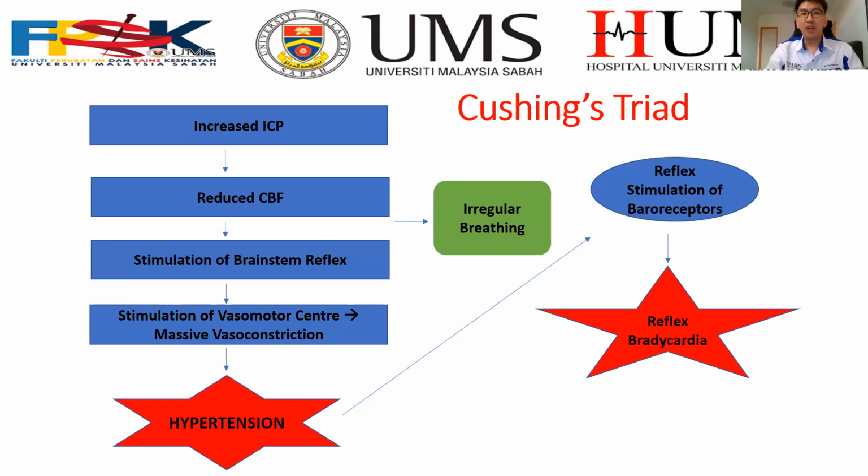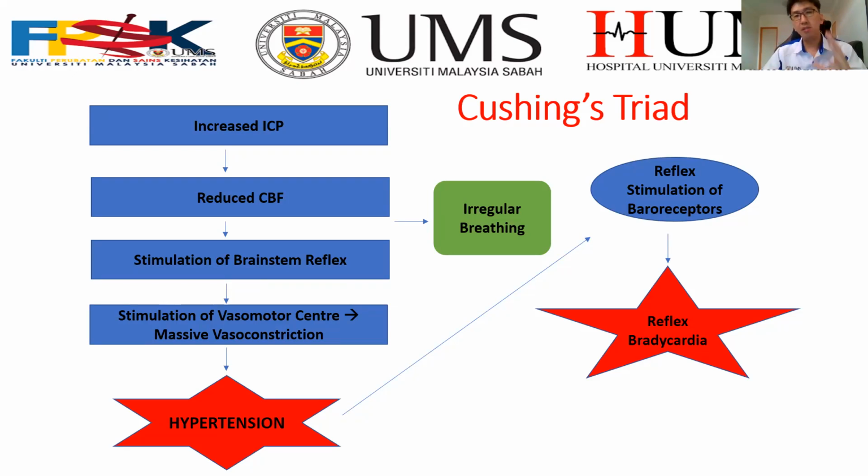So in Cushing's triad, the pathophysiology is simple. When the ICP is very raised, there's a reduction in the cerebral blood flow. So when there's a reduction in the cerebral blood flow, as I mentioned earlier, the brainstem reflexes will be activated. A massive SOS will be sent out from the brainstem so that massive sympathetic vasoconstriction will occur, so that there's increased blood flow to the brain.